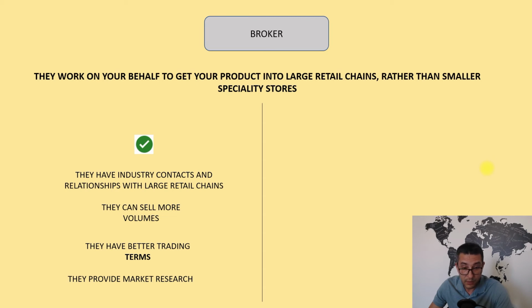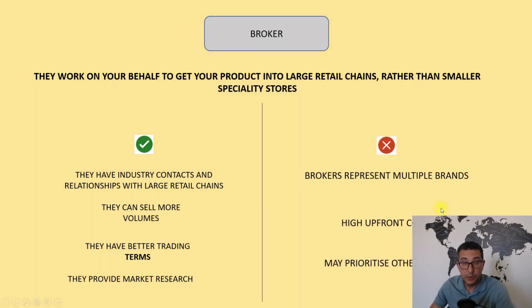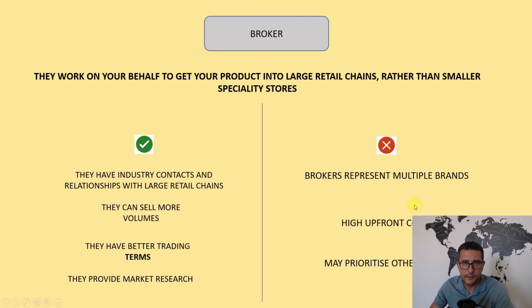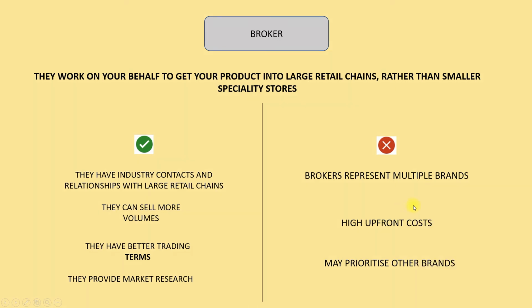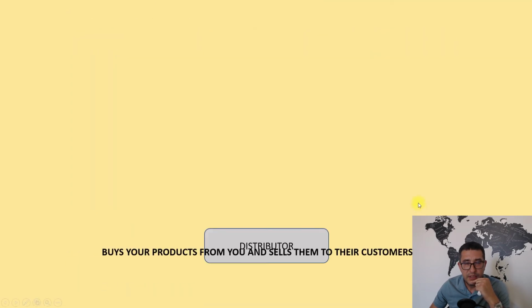You work with a team rather than a single person, and they are more cost effective than hiring your own sales staff. Now, in terms of cons, first of all, brokers represent multiple brands. They can have high upfront costs, the 6 to 12 months retainer I was talking to you about earlier, and they might prioritize other brands, and usually most brokers want exclusivity in that particular area.